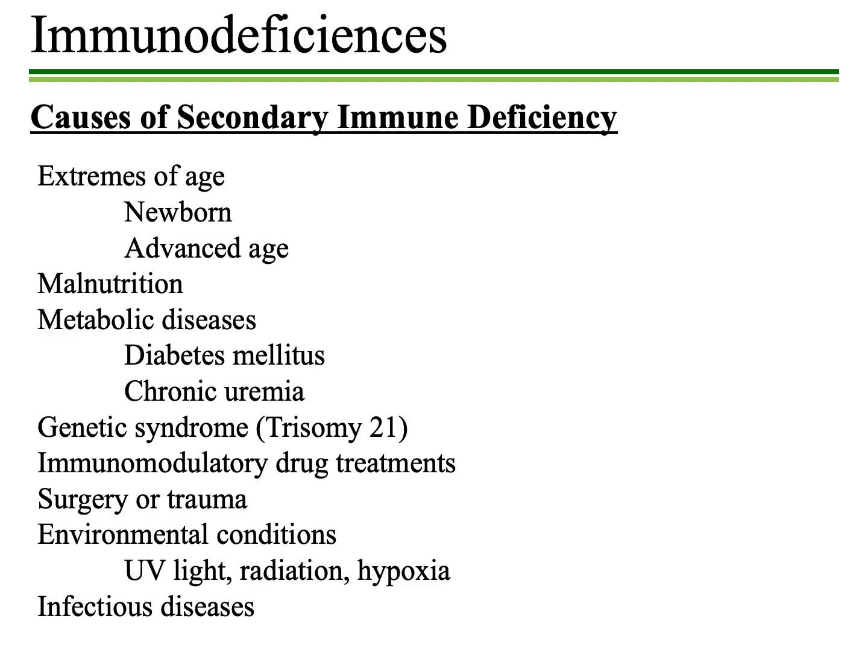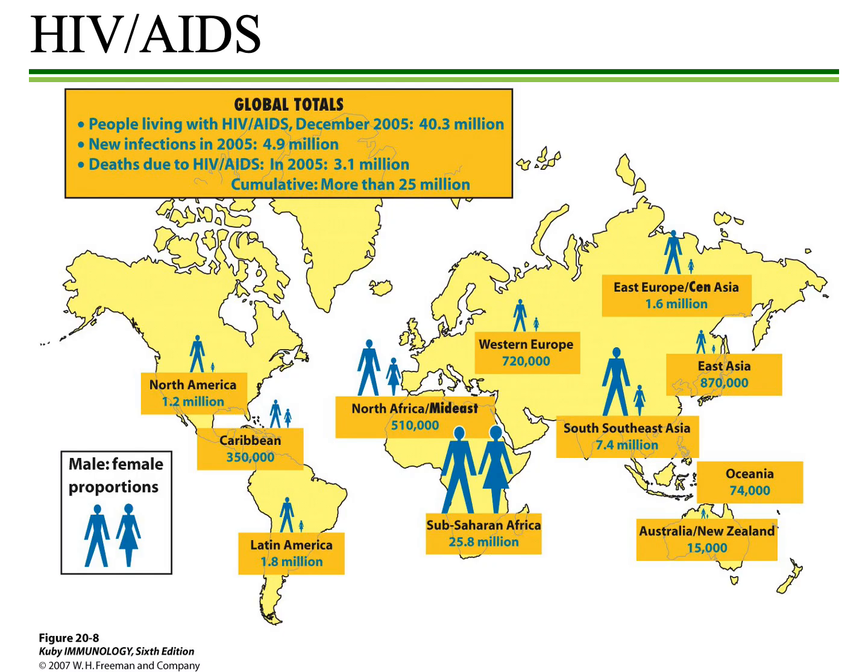Secondary immunodeficiency. By far the most common or well-known secondary immunodeficiency due to an infectious disease is the disease known as AIDS, acquired immunodeficiency syndrome. This is due to the human immunodeficiency virus.